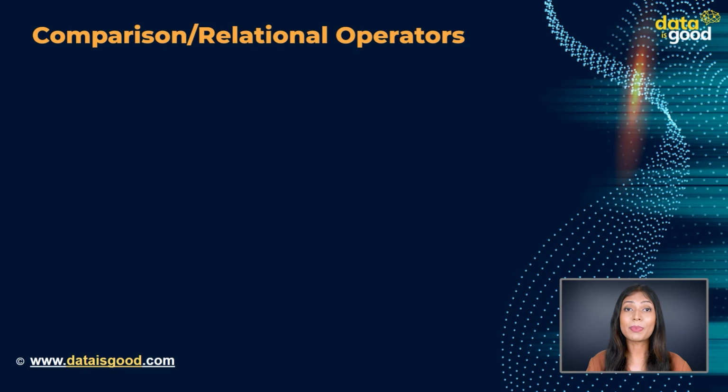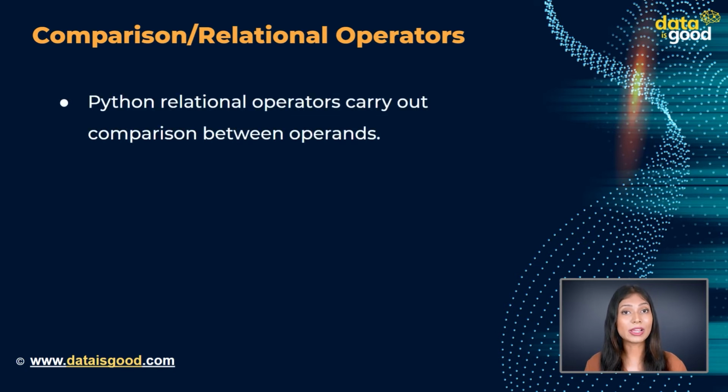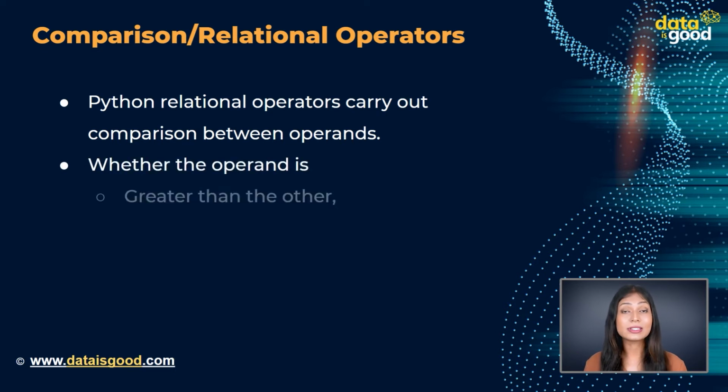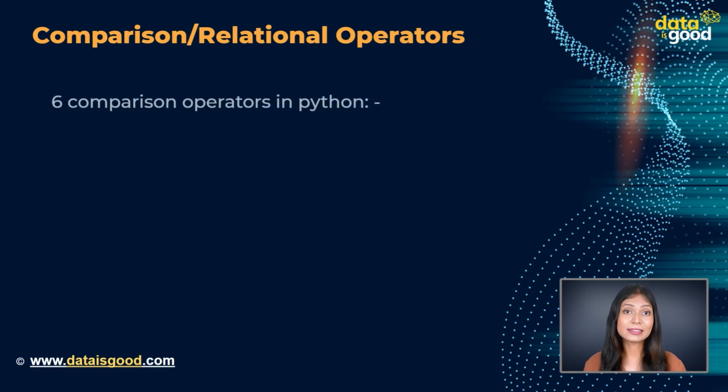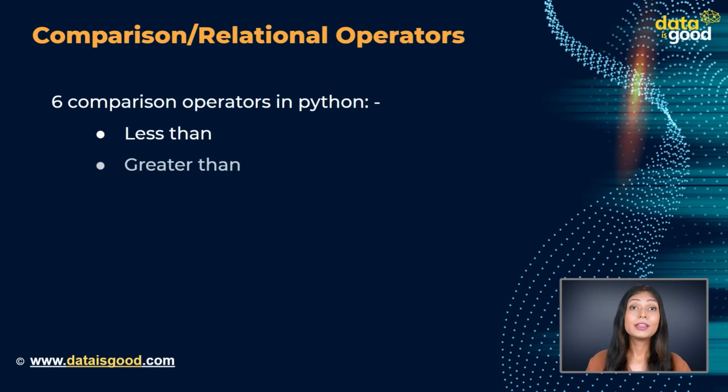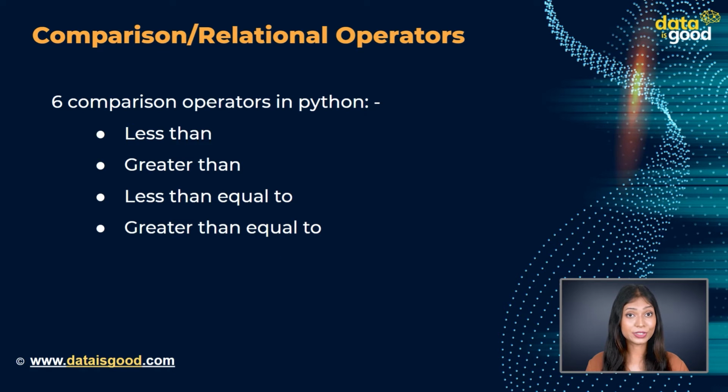Then comes the next Python operator, which is Python comparison or relational operators. Python relational operators carry out comparison between operands. They tell us whether an operand is greater than the other, lesser, equal, or a combination of these. So there are 6 comparison operators in Python: less than, greater than, less than or equal to, greater than or equal to, equal to, and not equal to. So let us begin with the less than operator.